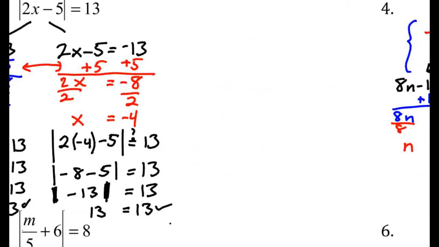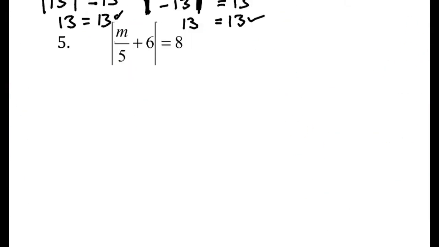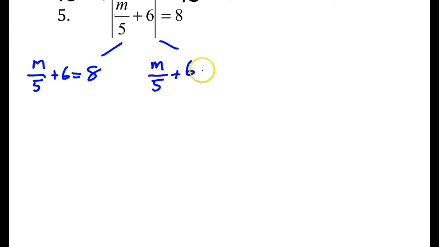All right, let's go to number 5. All right, nothing on the outside, so I can just break it up right away. So some number divided by 5 plus 6 will equal positive 8, and that same number divided by 5 plus 6 will also equal negative 8. Okay, let's do the algebra. Start with adding and subtracting always, so then subtract 6, subtract 6.